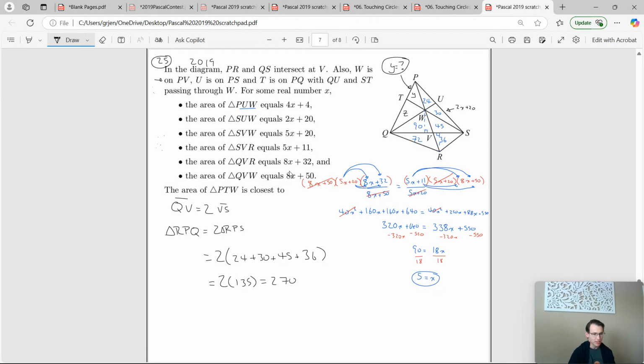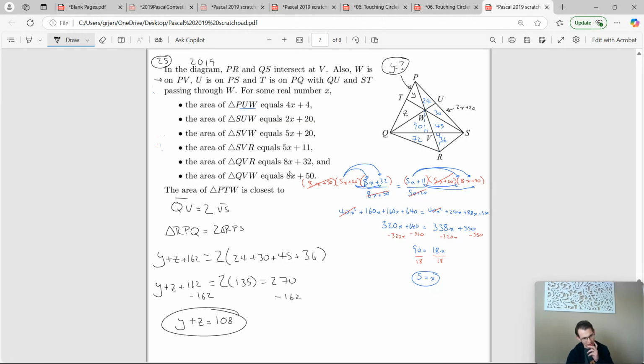Okay? So 270 is the area of RPQ, but RPQ is equal to Y plus Z plus 90 plus 72. 90 plus 72 is 162. Okay, so we can do Y plus Z plus 162 is equal to 270. Then we subtract 162 from both sides to find that Y plus Z equals 108. We're getting closer, but we're still not sure how big that is.